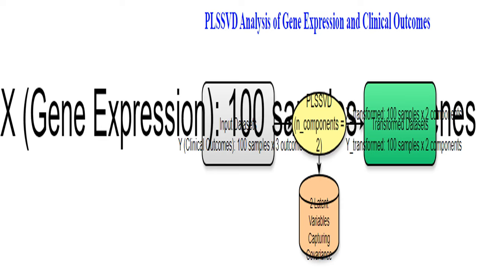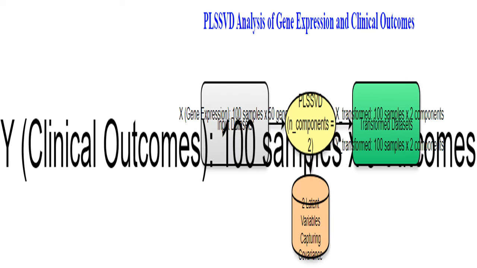We have 100 patients, and for each patient we've measured 50 different gene expression levels. Similar to the previous, this gives us the details of the Y dataset. For the 100 patients, we have 3 clinical outcome measurements, like maybe blood pressure, heart rate, and cholesterol level.